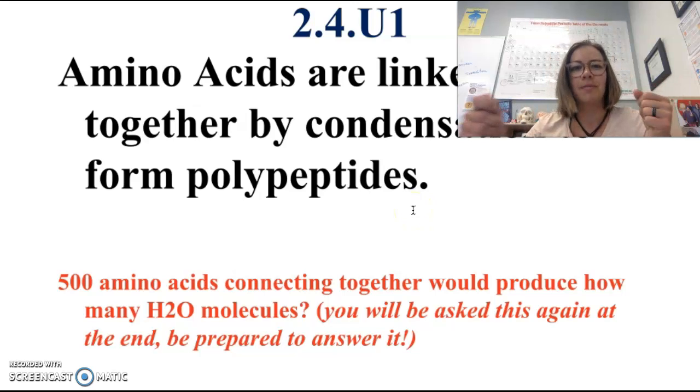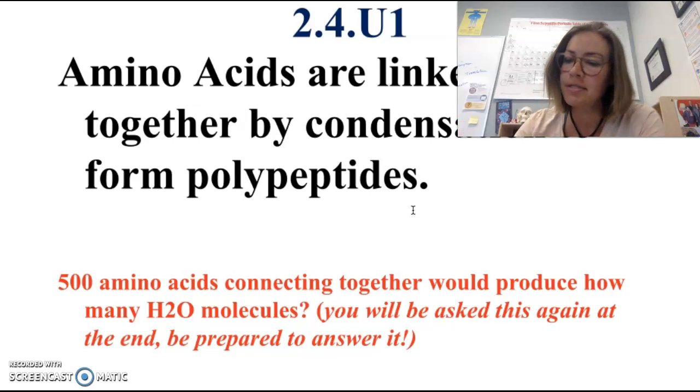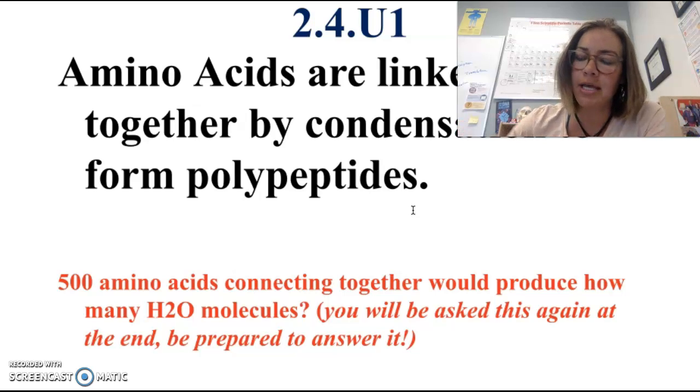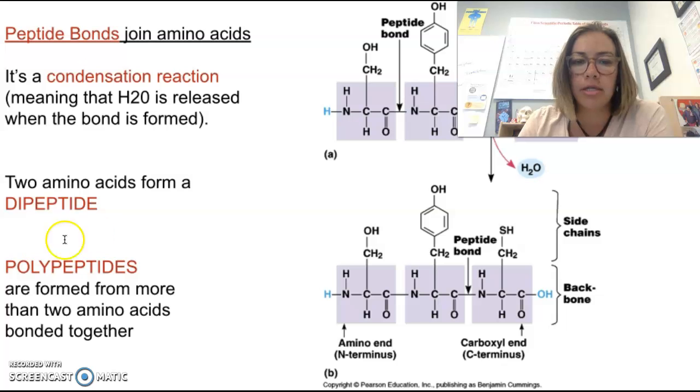Remember, I gave you the pieces of paper, and we actually did this using glucose, and we went from a monosaccharide to a polysaccharide. I had you guys using water droplets. Think about what that might look like in an amino acid formation. So peptide bonds join amino acids. It's a condensation reaction, meaning that water is released when the bond is formed.